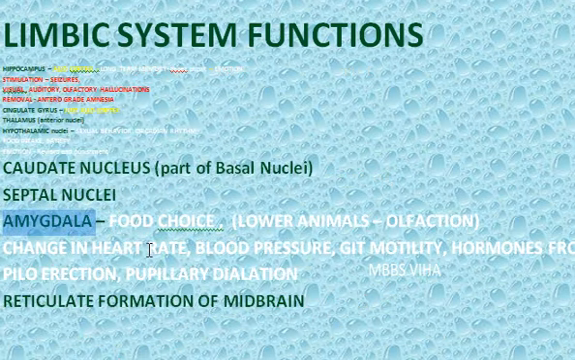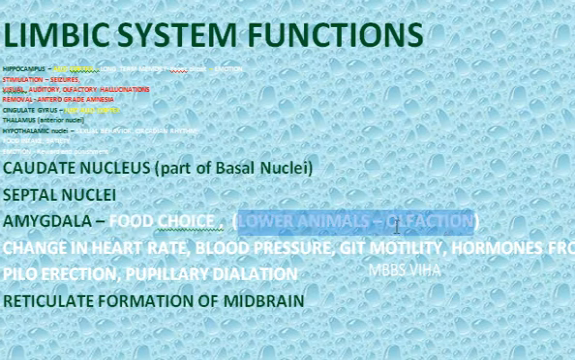Fine. Moving on, amygdala. Now what is the amygdala doing? The amygdala is a part of the limbic system. I am telling you its specific functions. Food choice. Why do you like gobi manchuri? Because of the amygdala. And in lower animals, the amygdala controls olfaction, that is smell. However, in humans it is not so. Food choice is because of the amygdala.